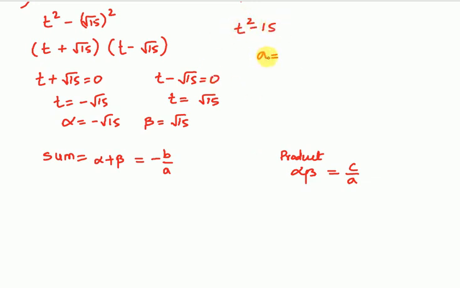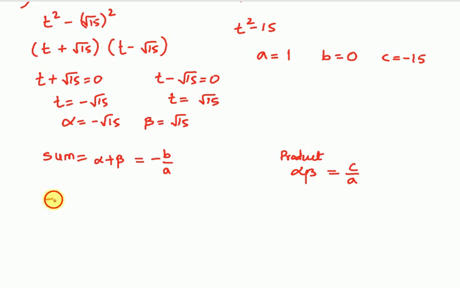That means the coefficient of t square is a, that is 1. B is the coefficient of t. The t term is not present, that means b value is 0. And c is the constant term, which is minus 15. So now check the relation.